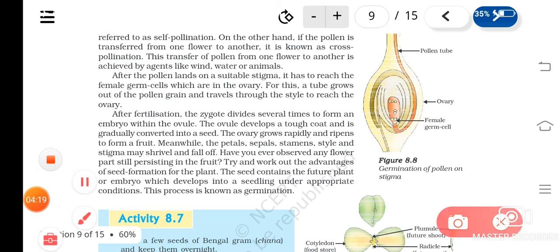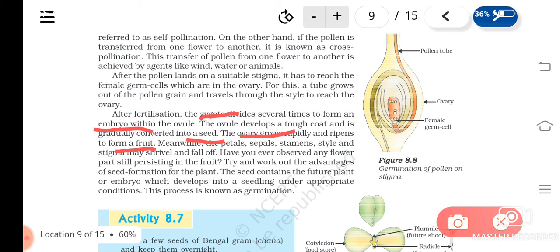Now after fertilization, the zygote will give rise to what? The embryo. Okay, the ovule forms a very tough coat and will be converted into seed. So after maturation, what happens to the ovule? They'll become the seeds. The ovary ripens to form the fruit. So the fruit is what? Actually the matured ovary, and the seed is actually the matured ovule. Okay, and the zygote will form what? The embryo. Understood?